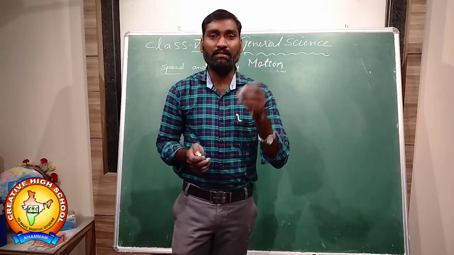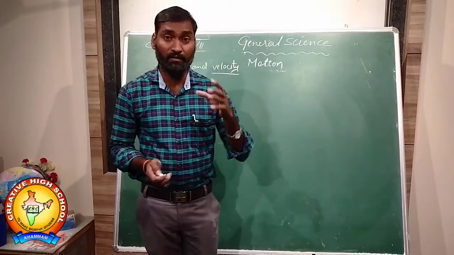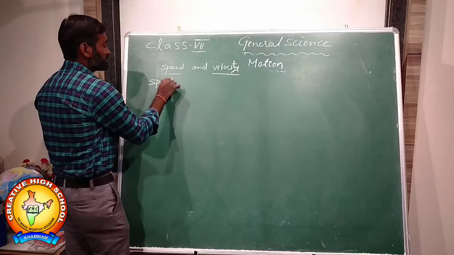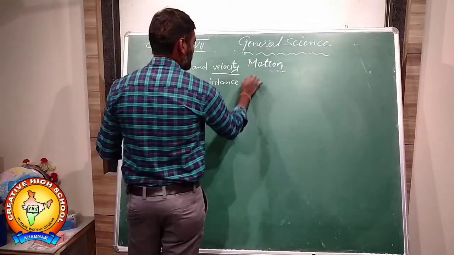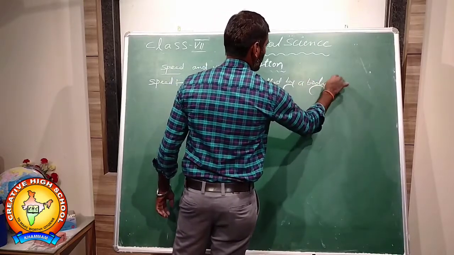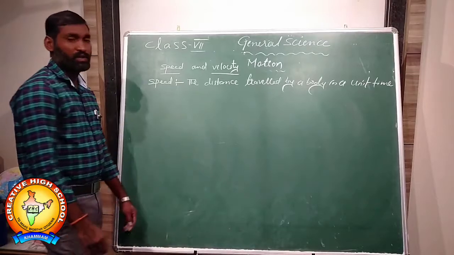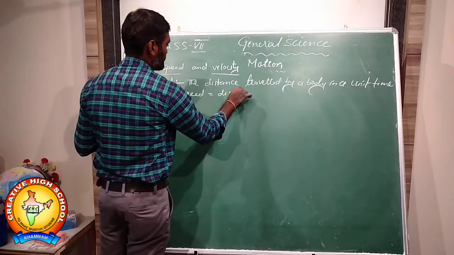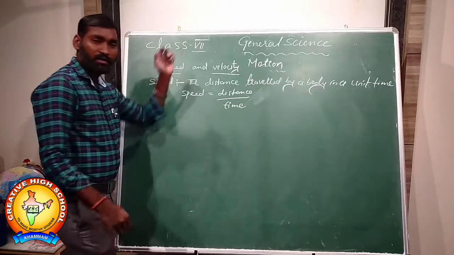What is speed? The distance covered by an object in a unit time. How much distance is covered by a body in a particular unit of time is called speed. Speed is nothing but the distance traveled by a body in a unit time. So speed is equal to distance by time.